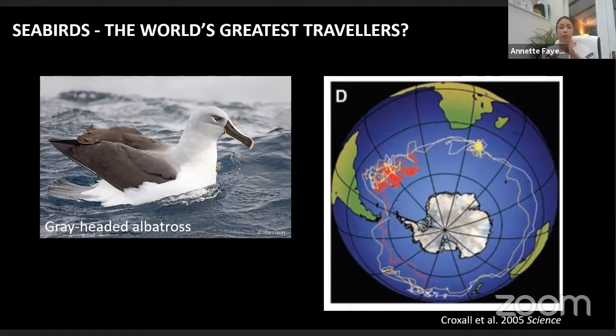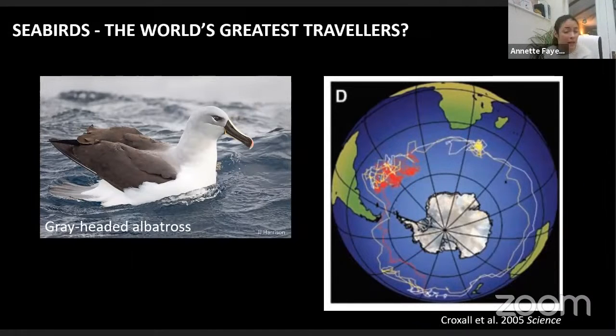So seabirds breed all over the planet. They breed across all oceans, and they're possibly the world's greatest travelers. Sarah Harris already talked about the fantastic journeys that Arctic skuas do, but there's lots of other examples. For example, you can see here a grey-headed albatross, and these birds on their non-breeding movements, so after breeding, can do these extraordinary journeys, literally circling our planet, which is really incredible.